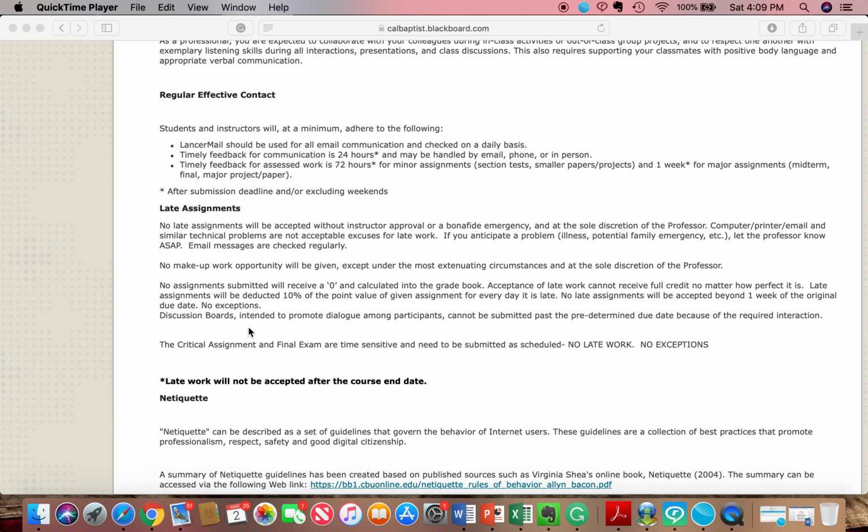Discussion boards, as we've already talked about, due to the fact of the dialogue, no late work will be accepted. And university policies state that the critical assignment and final exam are time sensitive. No late work, no exceptions. So those dates, they are due and we will need them by that date. If you have any questions, concerns, or comments on this late assignment policy, feel free to contact me. But the key is just communication. If you have an issue, we will be able to deal with it as long as we can communicate.